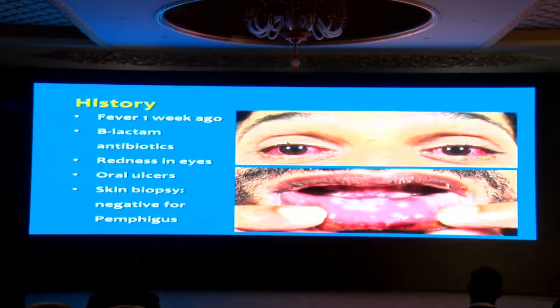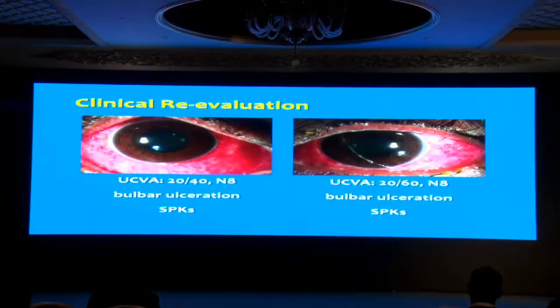He gave a history of fever. He gave a history of antibiotics. So more or less, we started thinking we were probably dealing with SJS, an acute form of SJS or some subclinical form. I continued to treat him and also consulted a dermatologist who did the skin biopsy, and that was negative for pemphigus or other lesions.